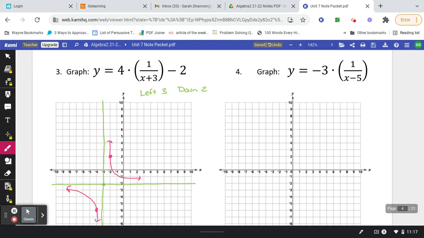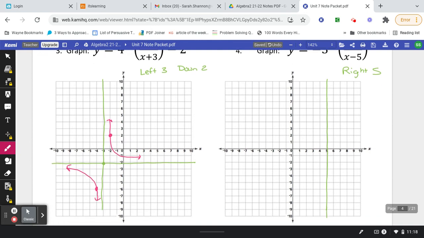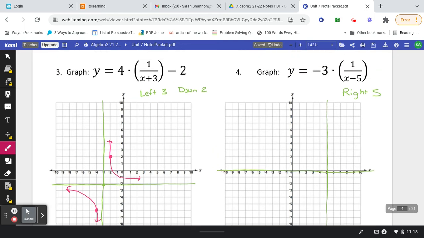For problem number 4, we deal with the transformations first, so we leave the number in front till last. So this is going to move the graph right 5. So I'll take our vertical asymptote line, our straight up and down line, and move it to the right 5. I don't have to move up and down at all, so I'm going to go ahead and leave that horizontal line where it is.